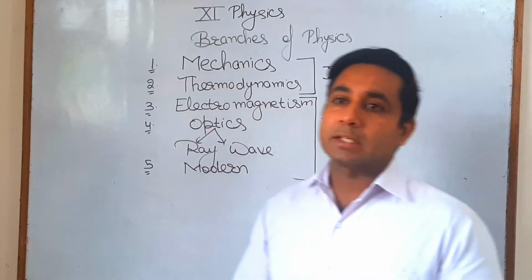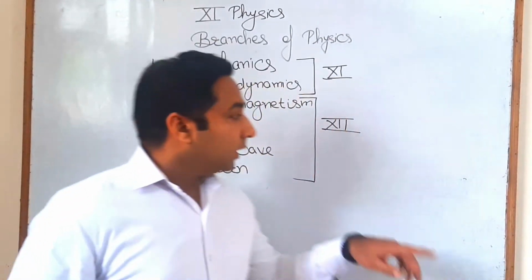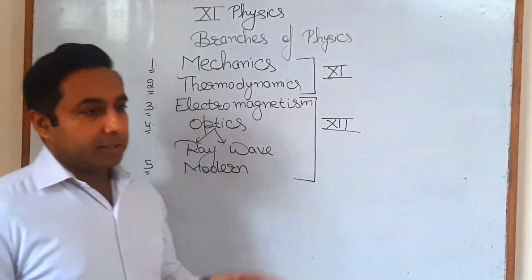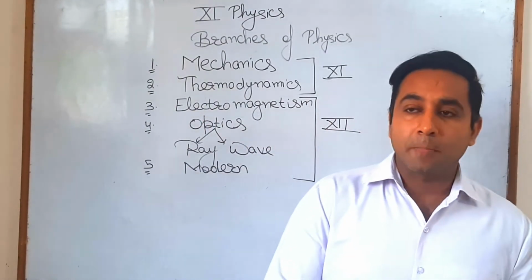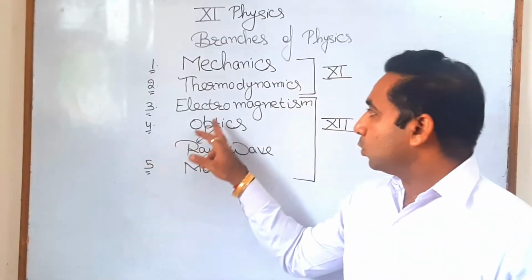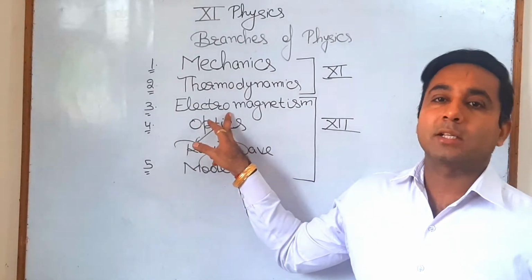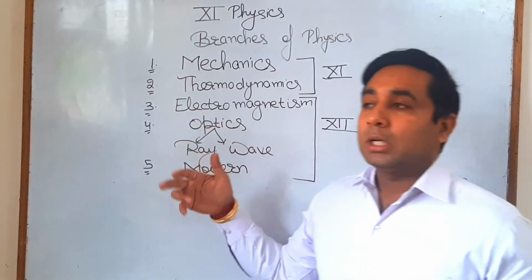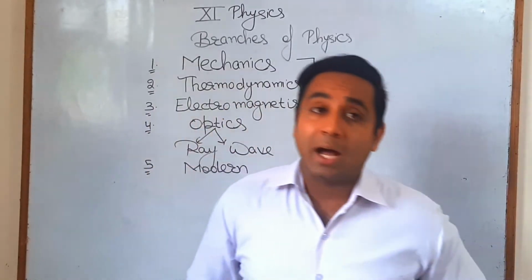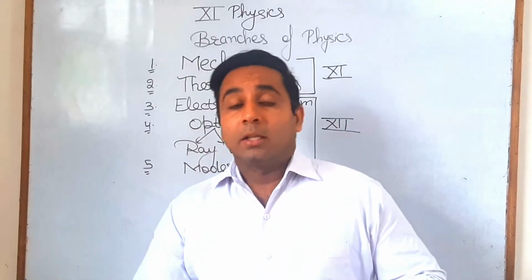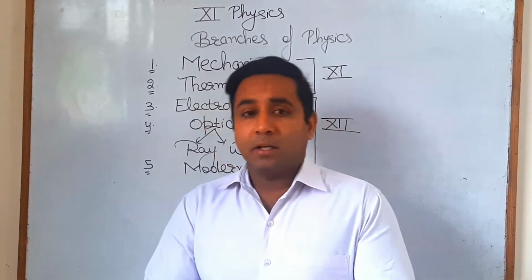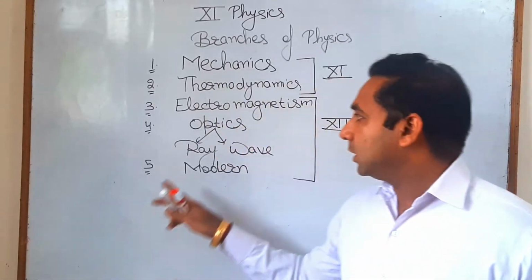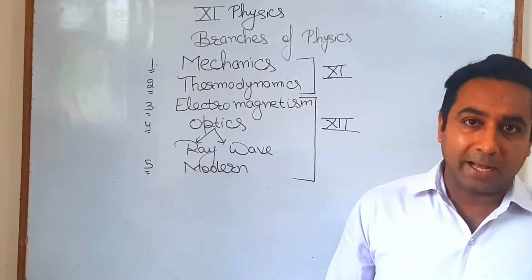Then move on to the 12th standard. In the 12th standard, the major part is electromagnetism. In 12th physics, there are 2 books. The first book is totally based on this branch called electromagnetism. In this electromagnetism, we have to deal with charges, the phenomena related to charges, magnetism, alternating current, and so many things related to this branch called electromagnetism.